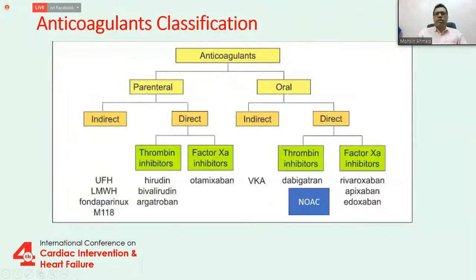Everybody knows anticoagulation is given by both routes, parenteral and oral. Parenteral is indirect and direct. Indirect: unfractionated heparin, low molecular weight heparin, and fondaparinux. Direct are thrombin inhibitors and factor Xa inhibitors. And oral is indirect, that is the vitamin K antagonist, and direct are thrombin inhibitors, dabigatran, and factor Xa inhibitors, rivaroxaban, apixaban, and edoxaban. These are all the novel anticoagulants.